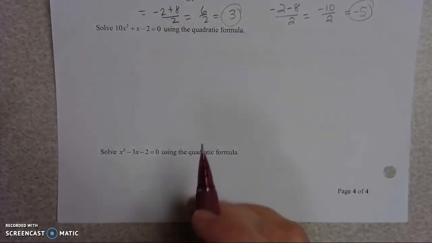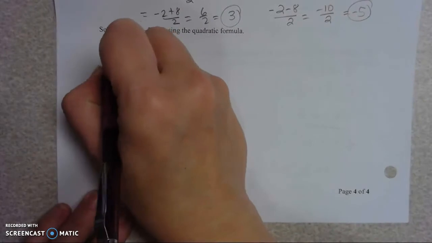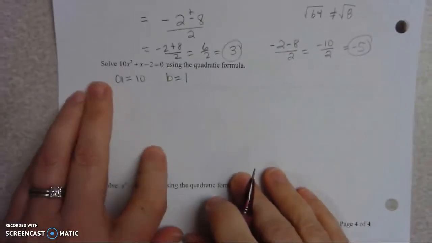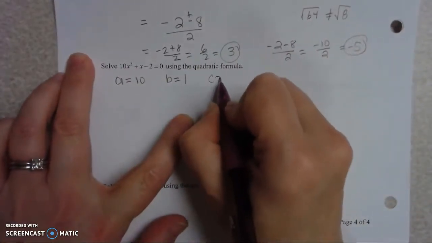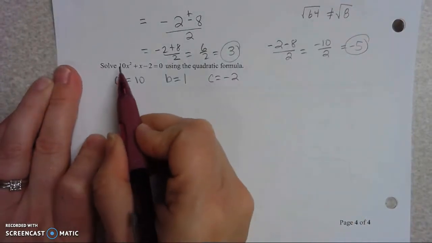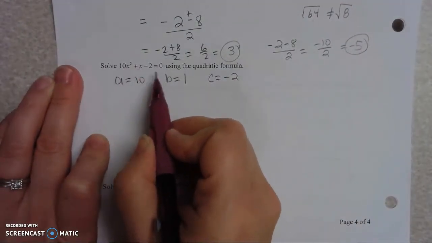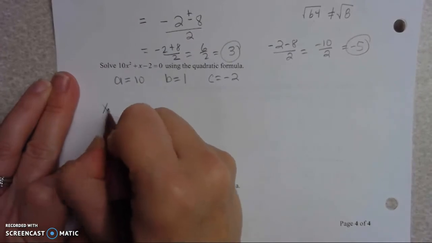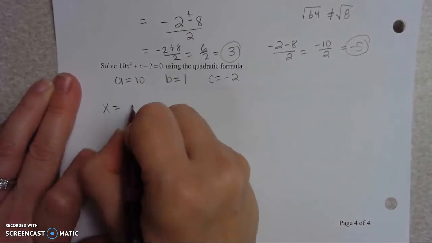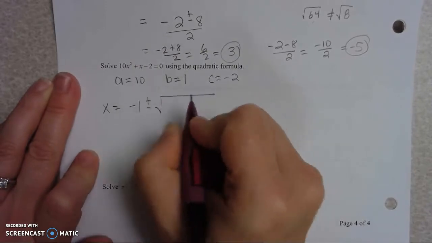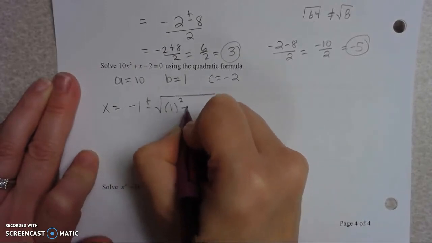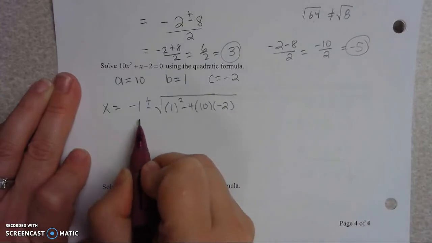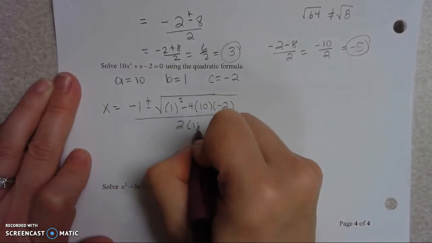Okay, the second example. I'm going to use my formula, so A is 10, B is 1, and C is negative 2. Remember, A is always the number in front of the x squared, B is always the number in front of just the x term, and C is always the constant. So we'll do the opposite of B, which would be negative 1, plus or minus the square root of B squared minus 4 times A times C, and then all of that is over 2 times A.